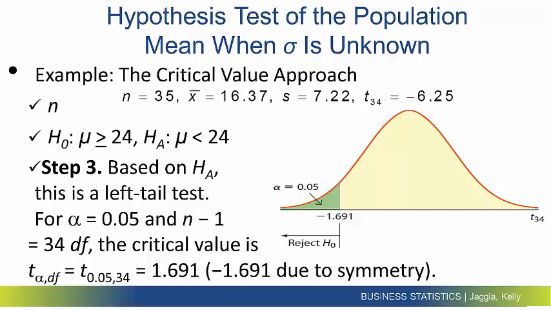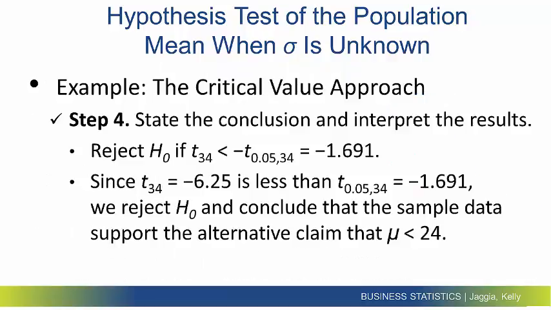The value in the table is 1.691, but we need to make this a negative number as we are testing a one-tail lower tail test. Please note the t-table will only give you positive values, and you need to know when to make these negative. Now for the decision. Since the t-statistic of negative 6.25 is less than the t-critical value of negative 1.691, we reject the null hypothesis. There is enough evidence to conclude that the average number of hours studied per week is less than 24 hours. Okay, so that's one sample hypothesis testing done. Well done.